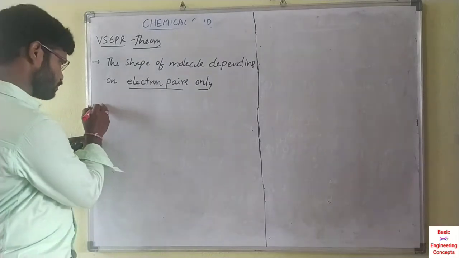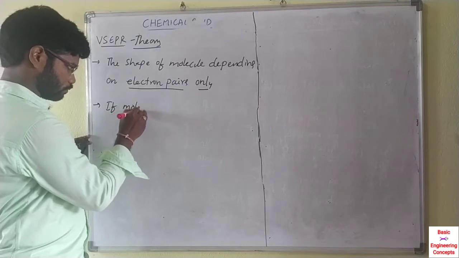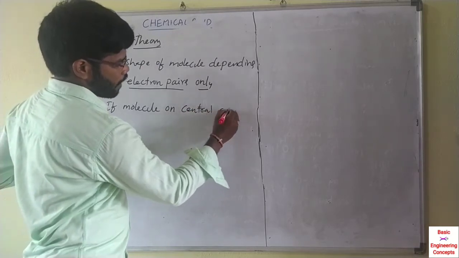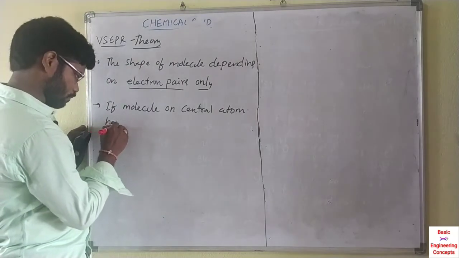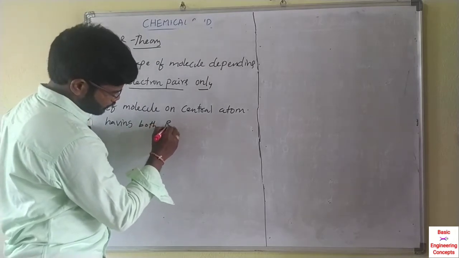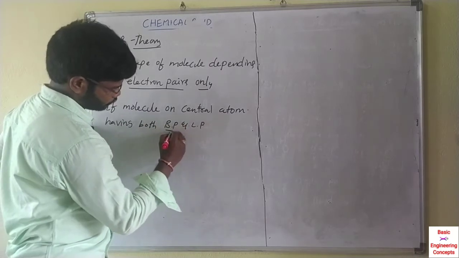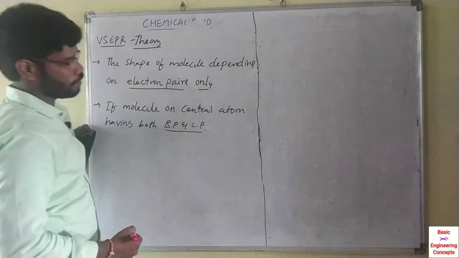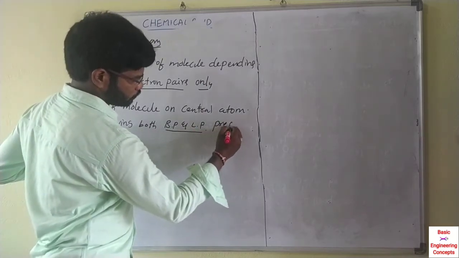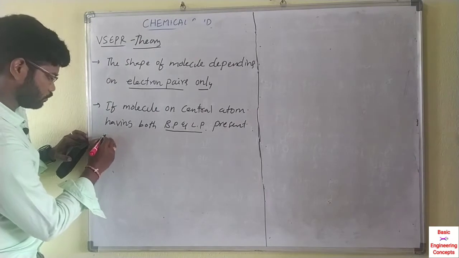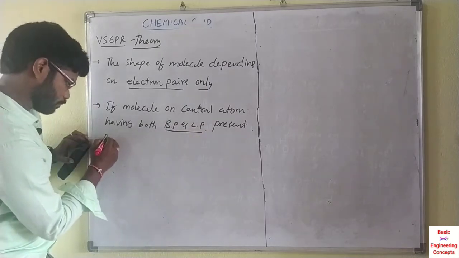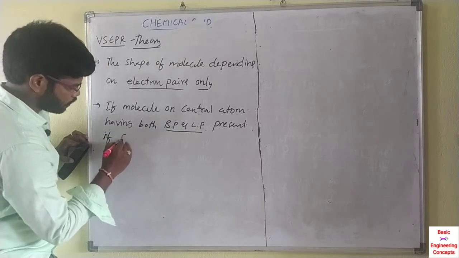If the central atom of a molecule has both bond pairs and lone pairs present, then some repulsions will be there.